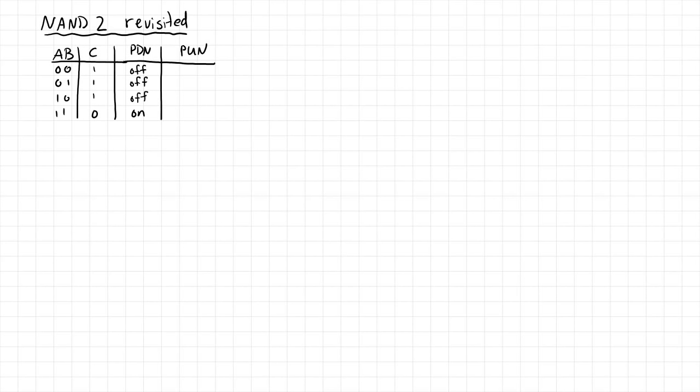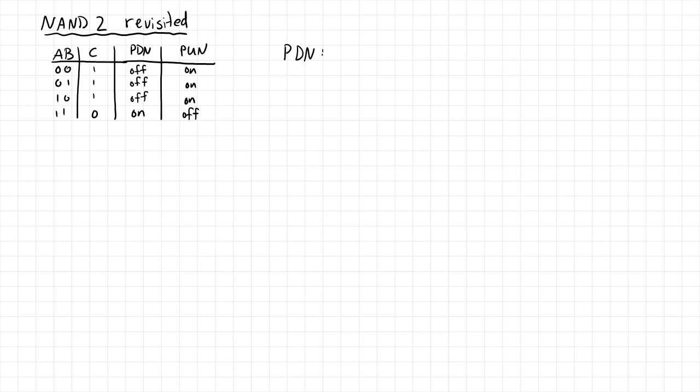The pull up network will only be on when the output should be 1. So that occurs in these cases here. And if the output is not 1, then it should be off. So indeed, the pull up network and the pull down network are complements of each other. So what we can now do is we have essentially a truth table for the pull up and the pull down networks. Let's figure out what logic function corresponds to each of these networks.